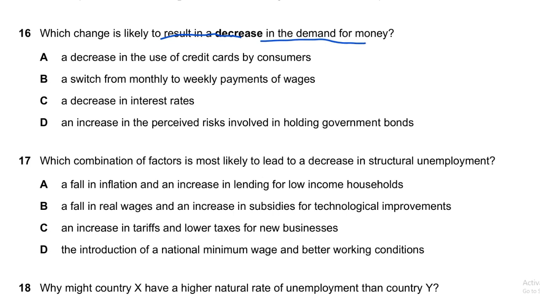Okay, so moving to question number 16: which change is likely to result in a decrease in the demand for money? Demand for money is like holding money in the form of liquid cash. So why will people decrease holding money in the form of liquid cash? So this is the question. And option B is the correct answer, a switch from monthly to weekly payment of wages, right?